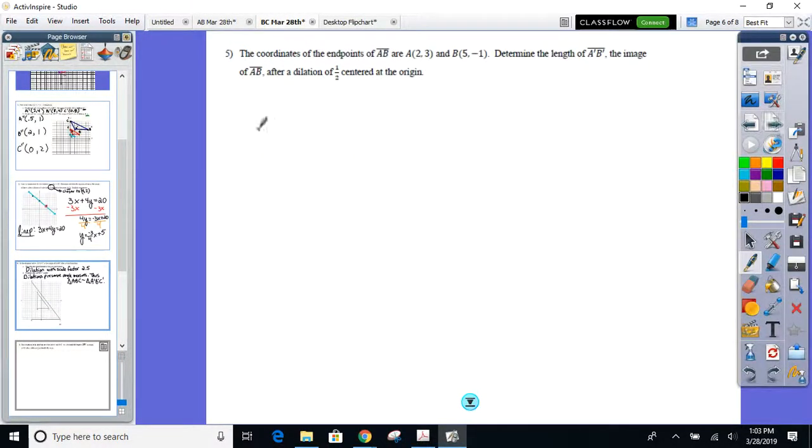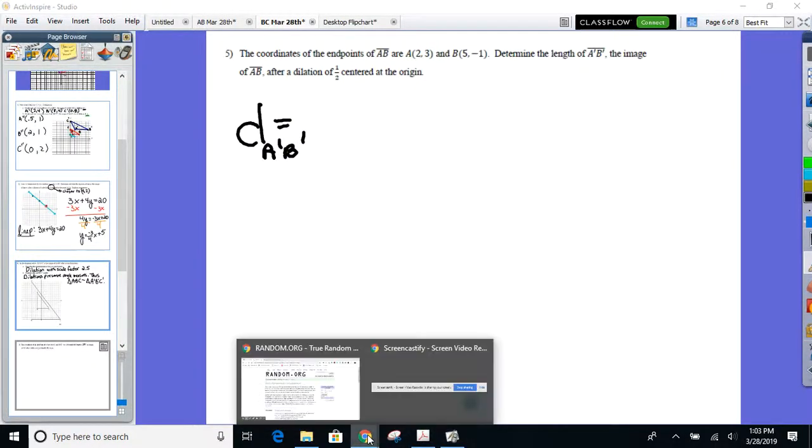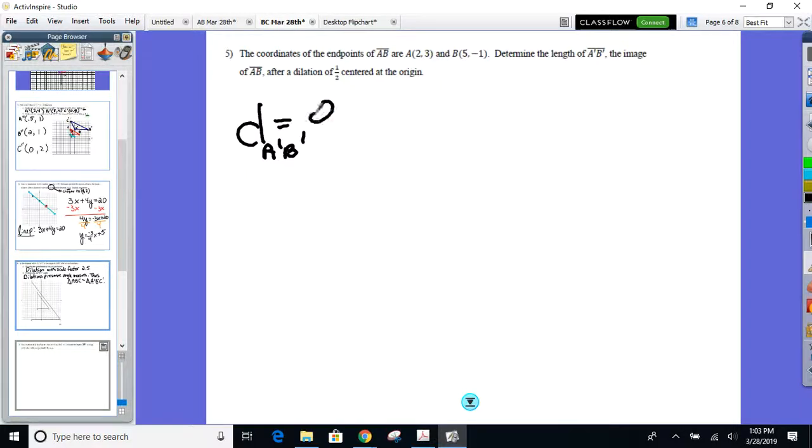What do we have for the final distance of A prime, B prime? What do we end up with? Final distance here, 20? 2.5. Anybody want to work through those at all?